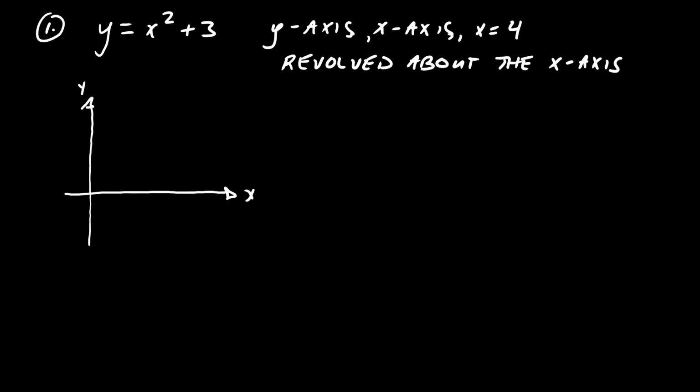So let's sketch our graph first. We have x squared plus 3 will look something like this. We'll just do a quick sketch here. We have the y-axis coming down here. We have the x-axis coming across here. And then we'll just take the line x equals 4, which we'll say is about here. All right, and there we have 3. So we're looking at this little area right here.